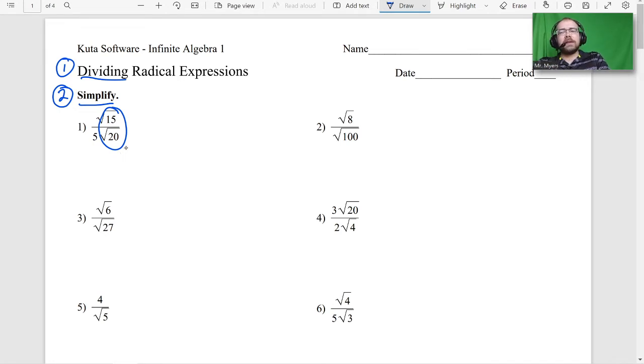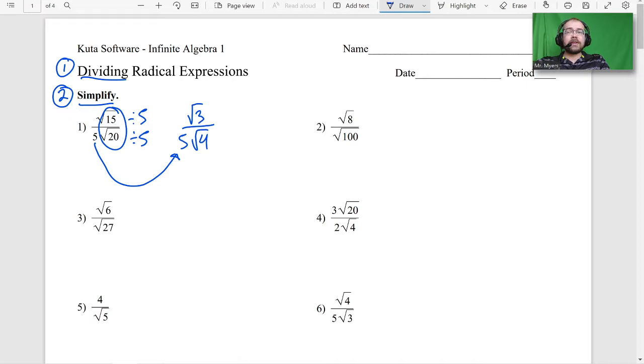So what is 15 over 20? Well, 15 is 3 times 5, and 20 is 4 times 5. So they both divide by 5. 15 divided by 5 is 3, that's the square root of 3 over 5, still a 5 on the outside here. And then 20 divided by 5 is 4.